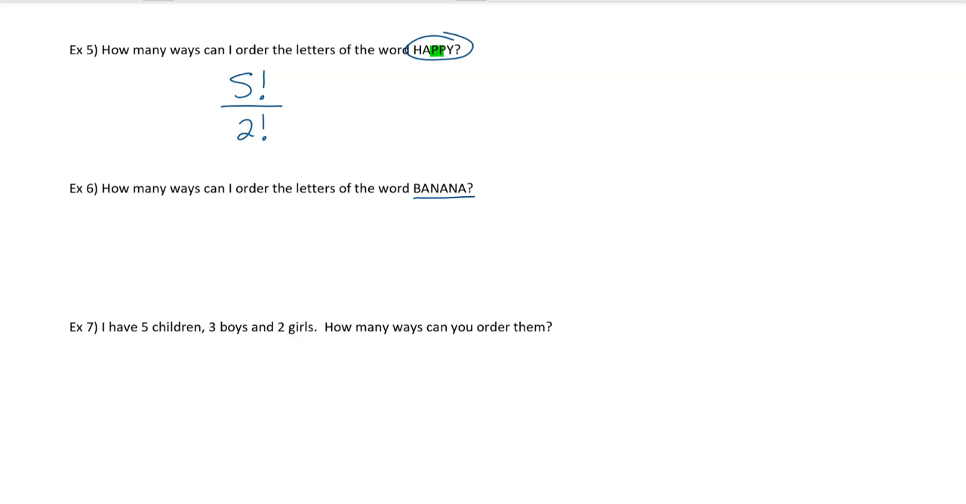When you look at the word banana, you have 1, 2, 3, 4, 5, 6 letters in the word banana. So you would start out with 6 factorial. And then you would divide by, well, you have 1, 2, 3 A's and 2 N's. So I need to work with both of those. So I would divide by 3 factorial times 2 factorial. You notice these get a little more complicated when some of the items are exactly the same. But we can go ahead and work these out.